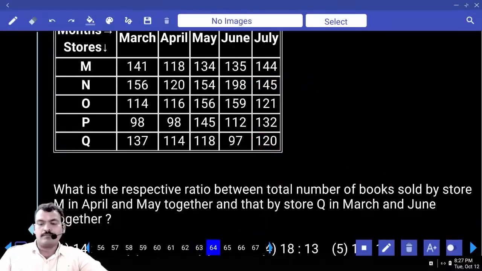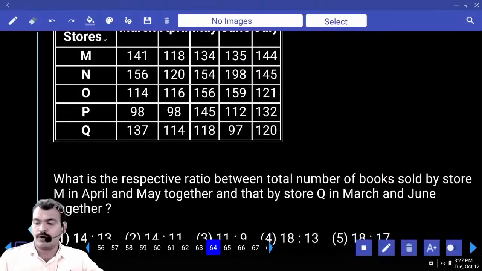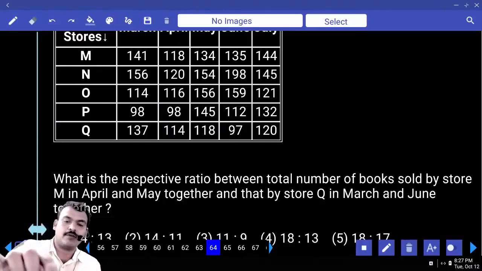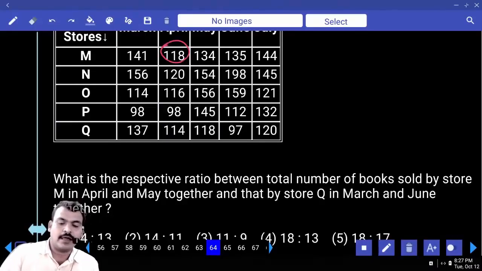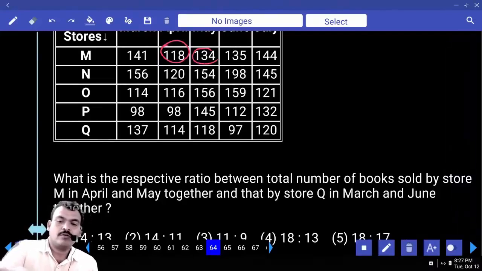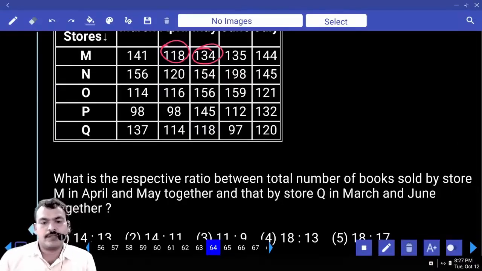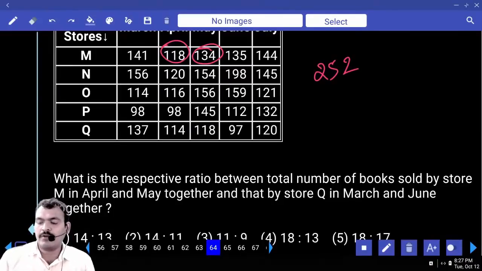Next is 64. What is the respective ratio between the total number of books sold by store M in April and May together and that by store Q in March and June together or not? We required M value in April and May. What is the M value in April? 118. May value? 134. These two are adding how much? 252 or not? Next, Q value in March and June.